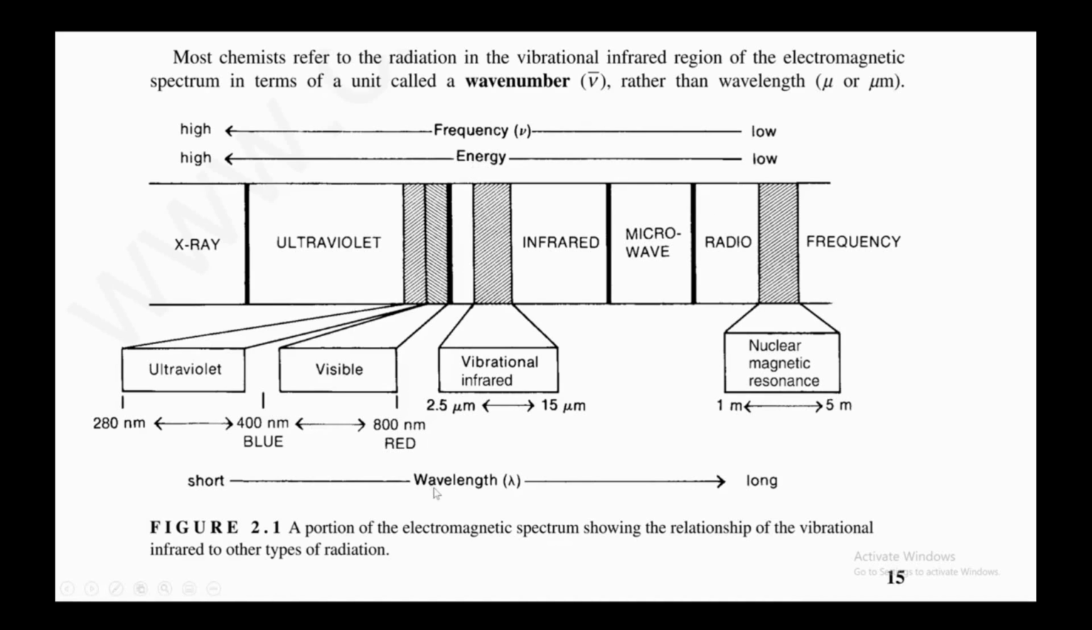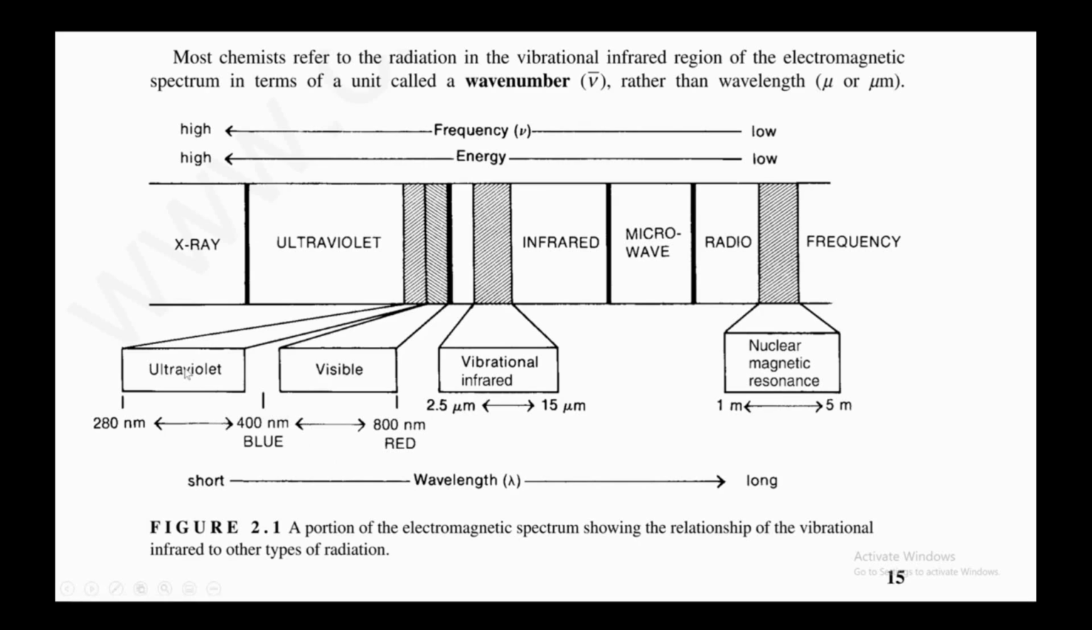Moreover, energy and wavelength are also inversely related to each other. If we have a high energy, the wavelength will be low. If we have a longer wavelength, then energy will be low. You can see that energy, similar to frequency, is high on the left-hand side and low on the right-hand side of the electromagnetic spectrum, and wavelength is short on the left-hand side and long on the right-hand side. Moreover, frequency and energy are directly related to each other. The higher the frequency, the higher the energy, and vice versa. But frequency and energy are both inversely related to wavelength.